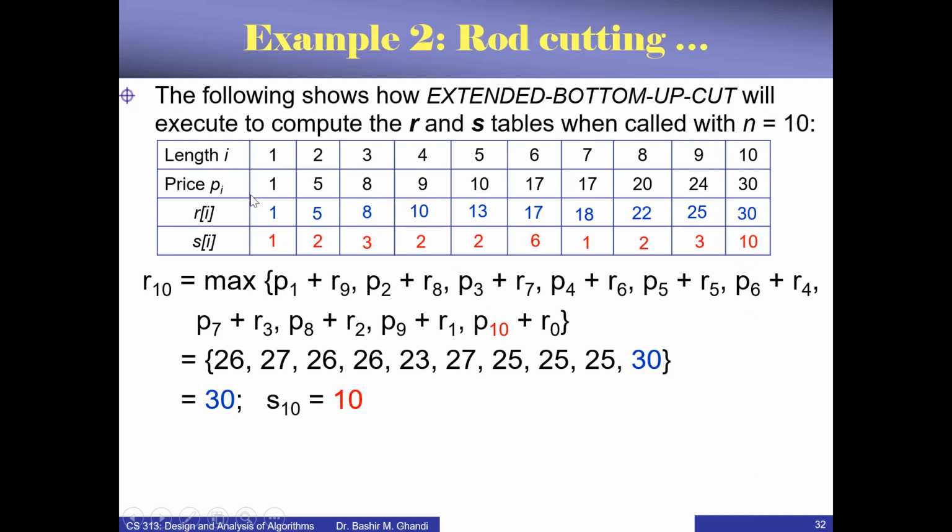Okay, so this is our solution from our extended bottom-up cut routine. We now have the two arrays, Ri and Sj's. The final thing we're going to do is reconstruct the solution. If we are given any n, can we tell not only the revenue that we're going to get, the optimal revenue, but also the cuts that we're going to make?